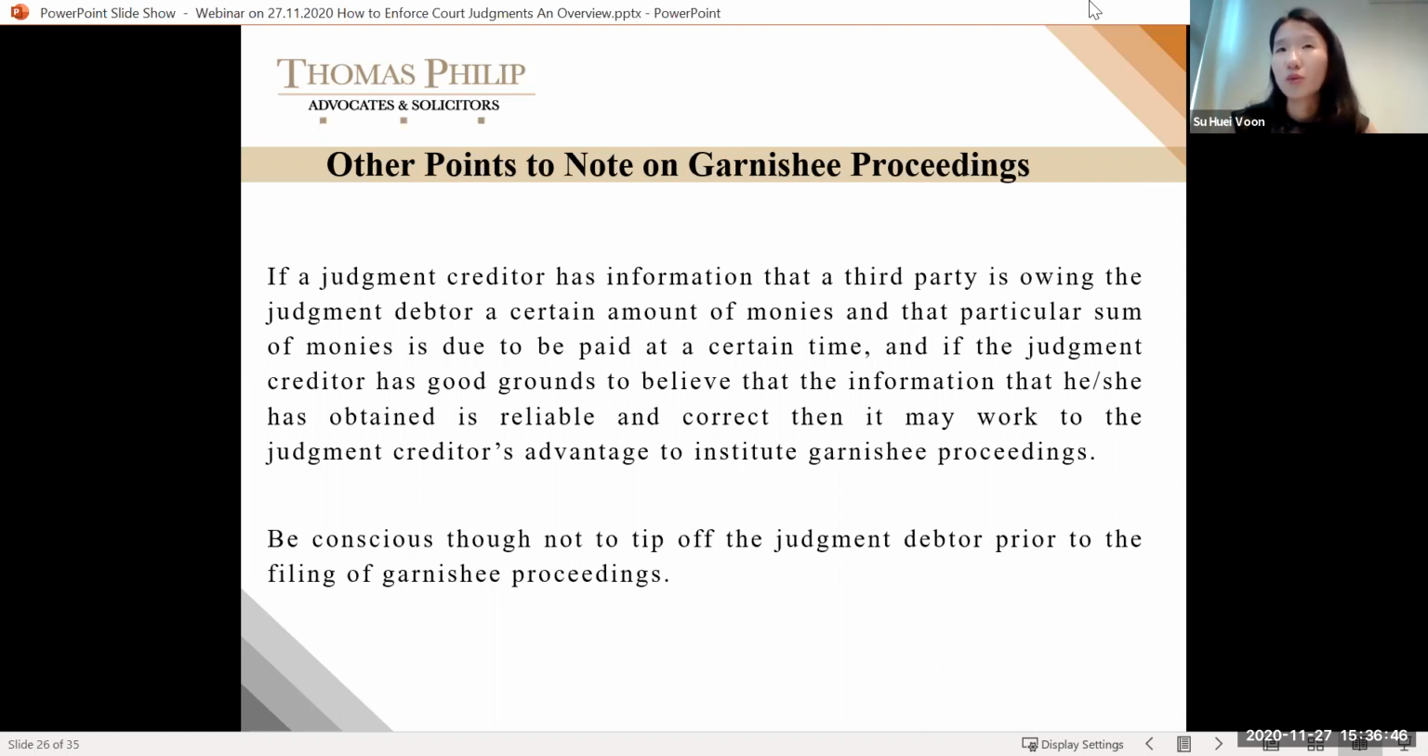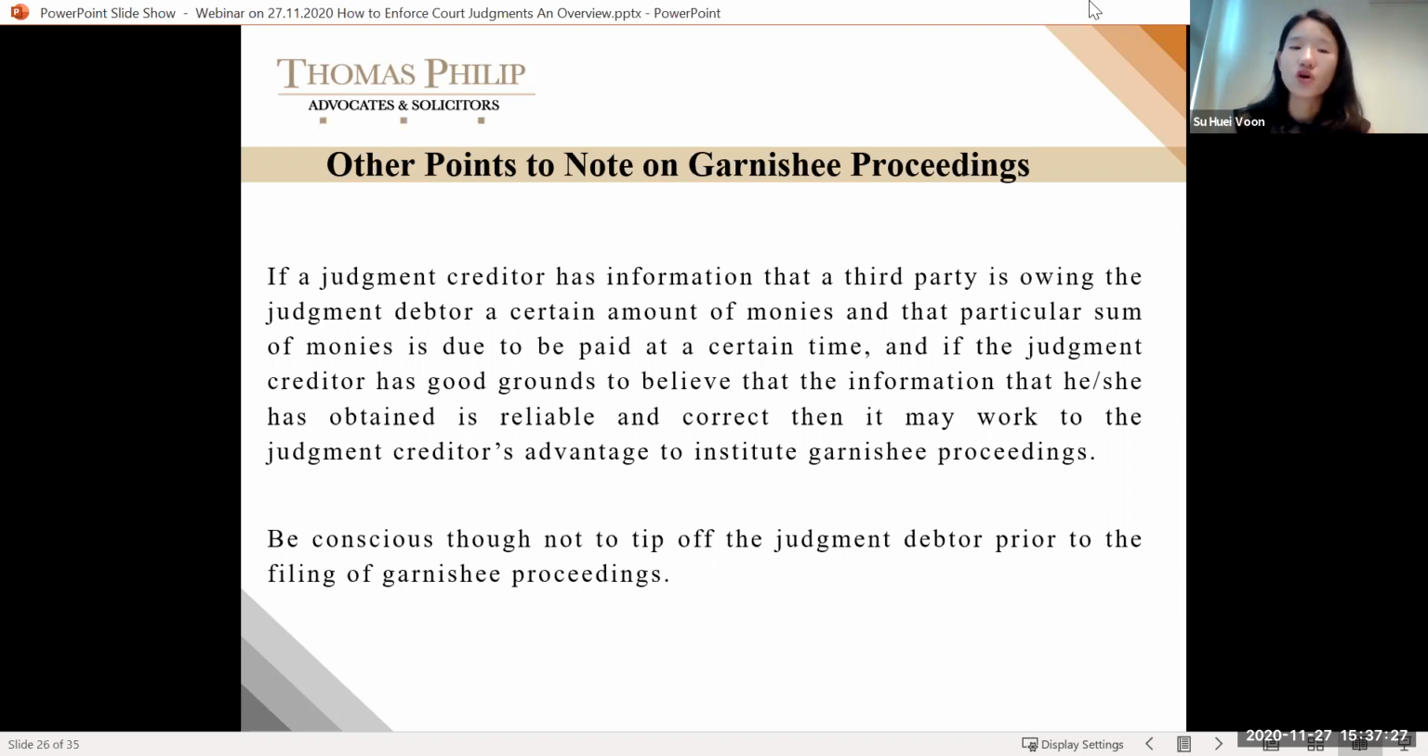So if there is a proper court judgment that orders payment from debtor to creditor, usually there wouldn't be any issue with getting an order absolute to get a payout. So you would institute Garnishee proceedings if you have information that a third party is owing the judgment debtor a certain amount of monies, for example, a bank, and you know that that particular sum is due to be paid at a certain time. And if the judgment creditor has good grounds to believe that the information he or she has obtained is reliable and correct, then it may be to the creditor's advantage to start Garnishee proceedings.